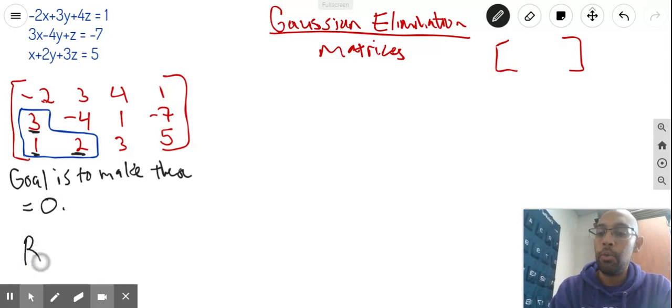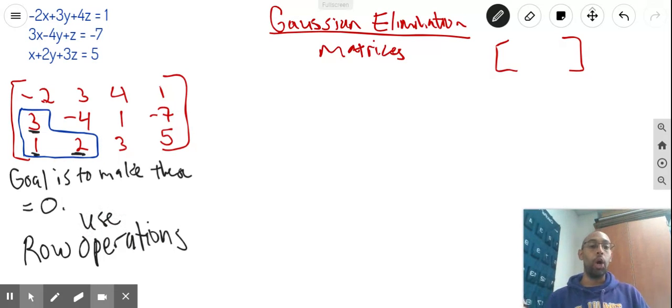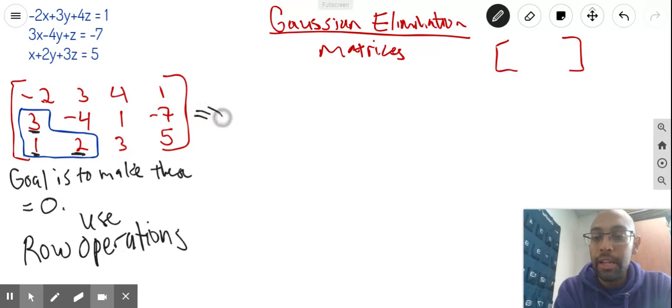We're going to be doing what we call row operations. We are going to manipulate rows and values to where we can get zeros in these locations. Now the thing is, you can't do it all at once. You have to do it one at a time. But for right now, we're going to transition into creating a new matrix here.